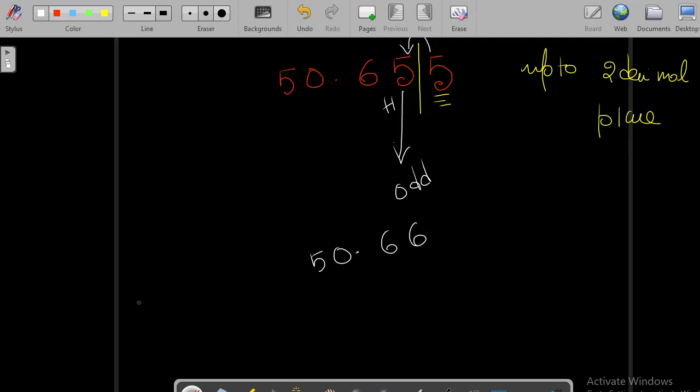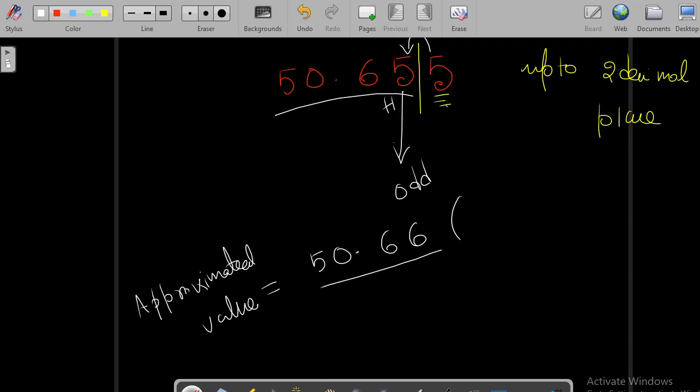So the approximated value correct up to two decimal places of this number 50.655 is nothing but 50.66, because it is an even number.